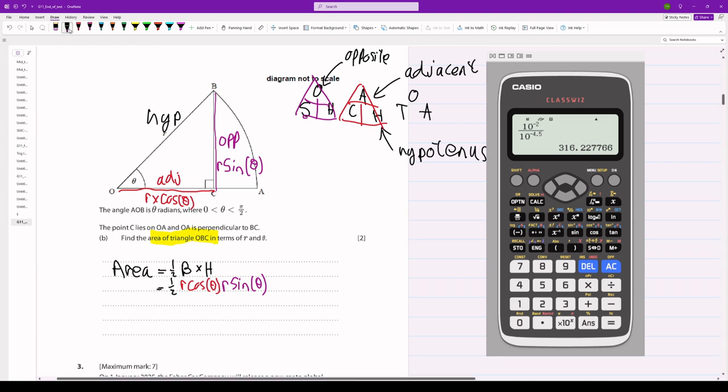Now we're going to make it look a little bit nicer, not by much. We're just going to put those two r's together to r squared, sine theta, cos theta. Ta-da!